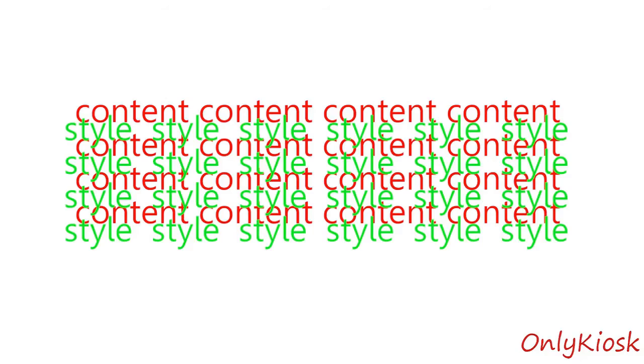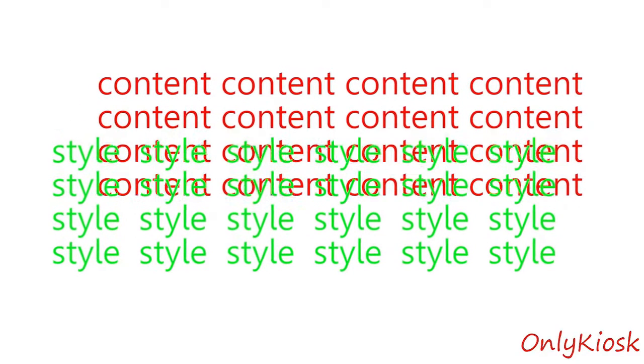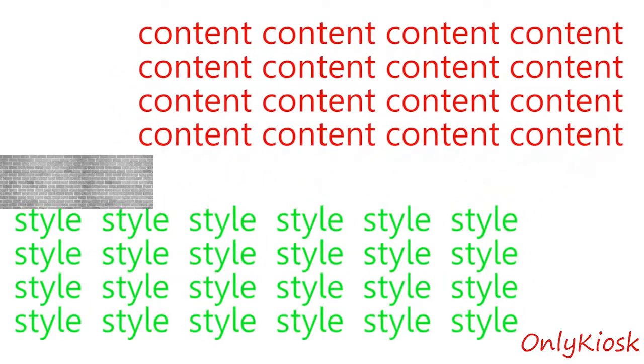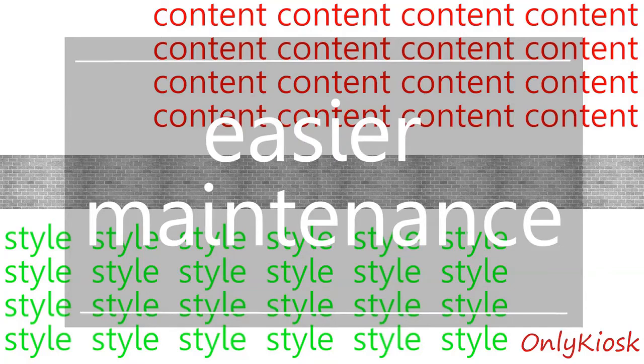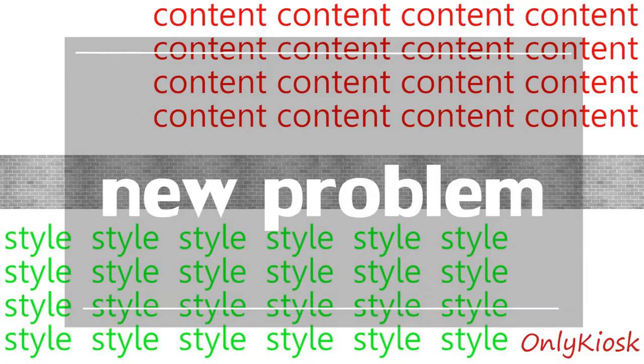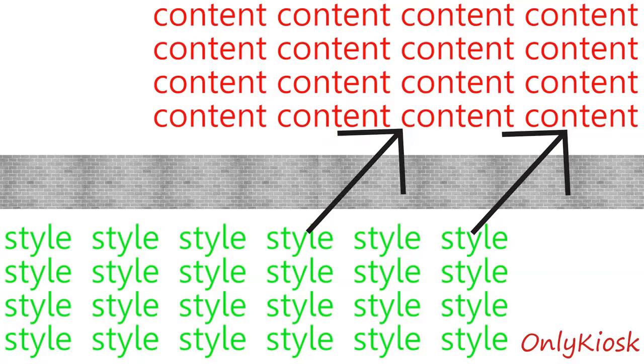Unlike inline CSS, internal and external CSS have completely separated style from contents. As a result, program maintenance is made much easier, even for complicated programs. But everything has two sides. Completely separating styling commands from contents has also brought us a new problem. How do we send styling commands back to the HTML tag?